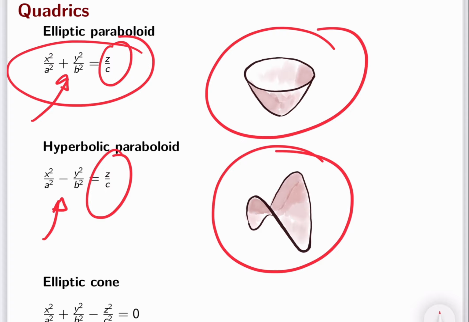And an elliptic cone, so we have here the one that is called a degenerate surface, where we have the equation equals to 0.